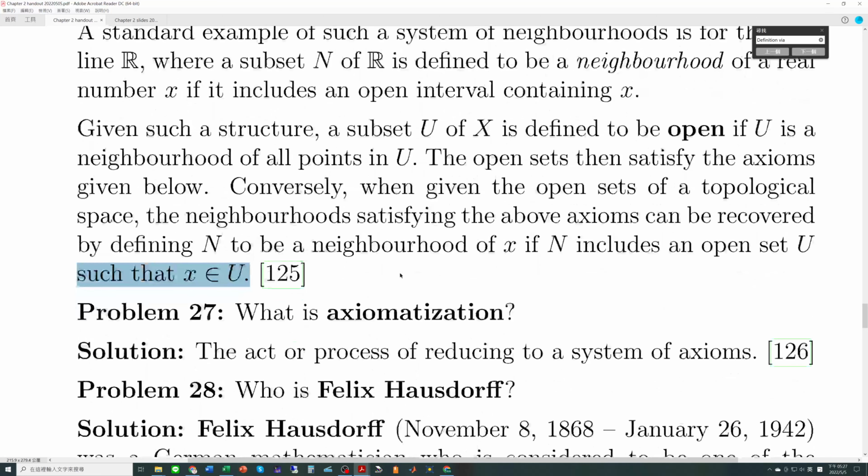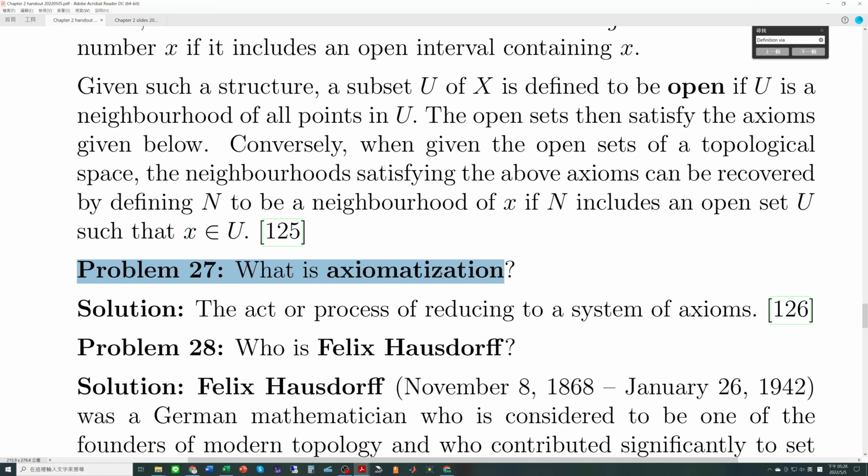Originally, in reference 125, there is the definition via open sets following this paragraph. But due to the time limitation, I do not go through too many details in it. If you have time, or if you like, you can read the reference 125. Problem 27. What is axiomatization?